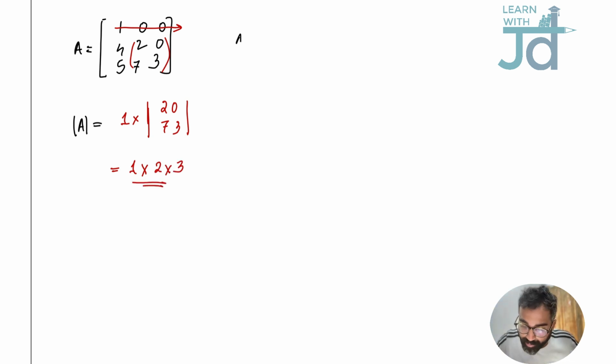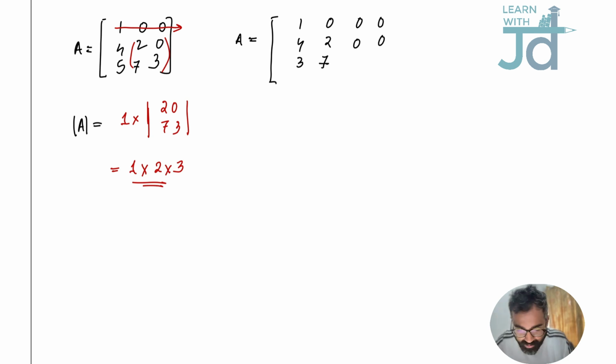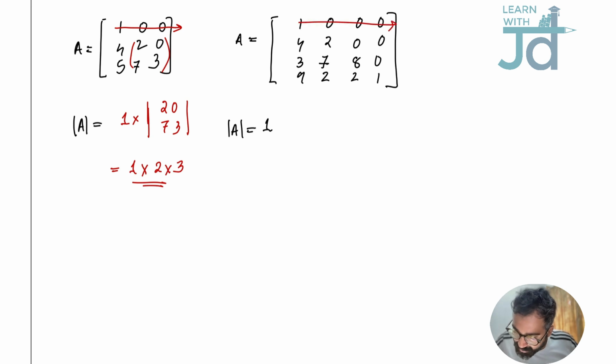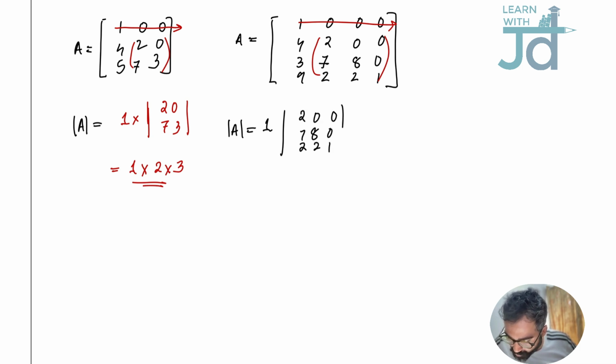Now what if you get a 4 by 4 matrix? I'll just show you to get the feel, okay? But now I cannot show more than that. 4, 2, 0, 0, 3, 7, 3, 7, 8, 0, 9, 2, 2, 1. So this is a triangular matrix where the diagonal elements are these, right? Now I want to find the determinant of A. So how will you do it? 1 and 2. I'll open like this, 1 and 2, and then you get the entire cofactor, right? So this will be 2, 0, 0, 7, 8, 0, 2, 2, 1.